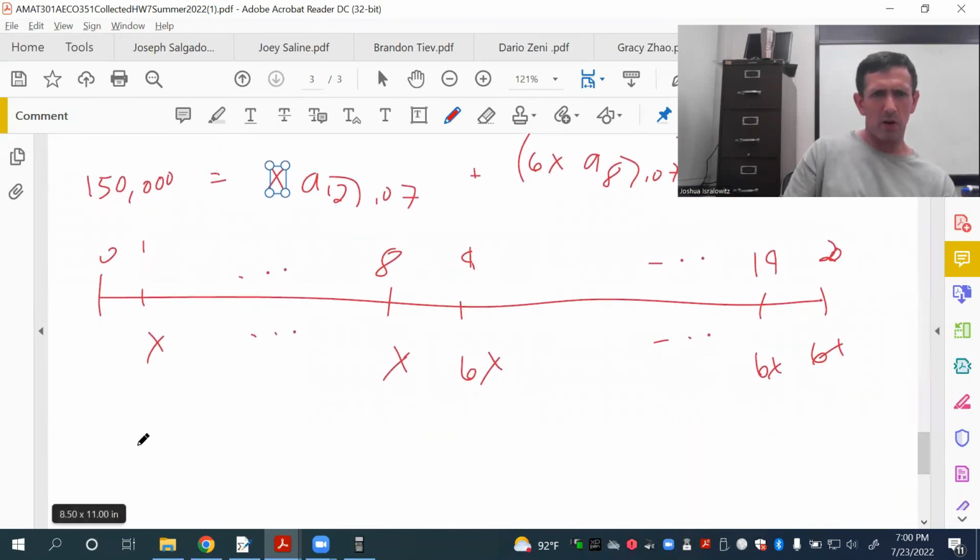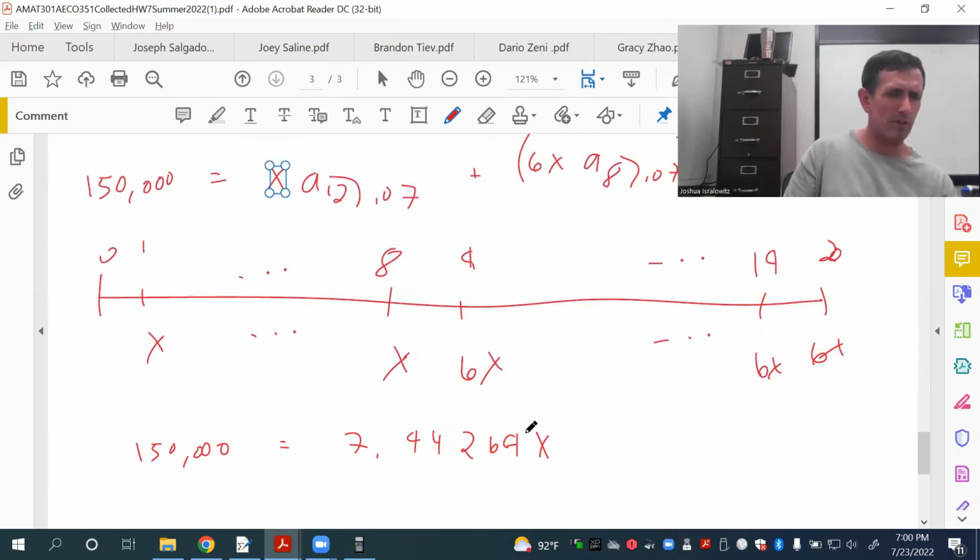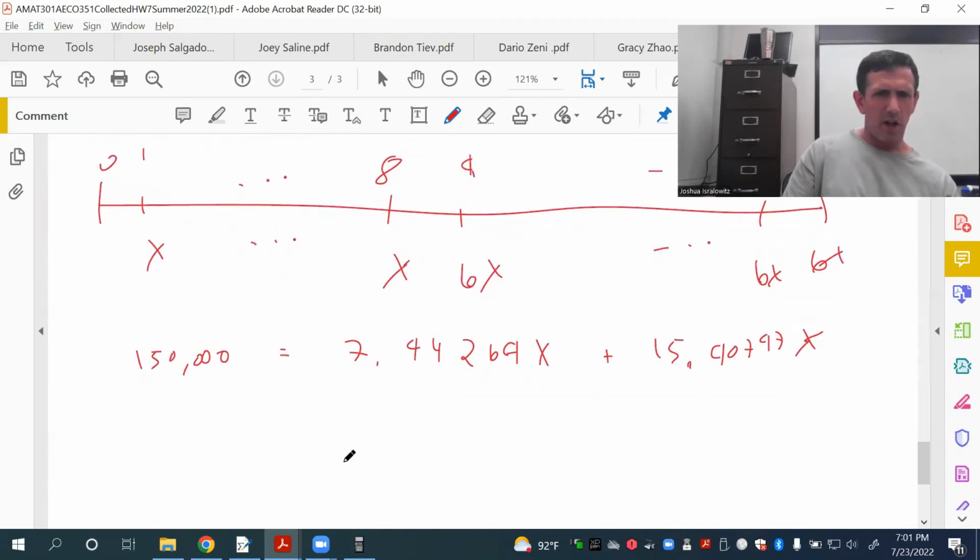All right, so we get 150,000 is 7.94269. So for the amortization table, I'll probably just do the first row and then just write out what the rest is. Plus 15.90797 X. So solve for X, 620.891. Okay.